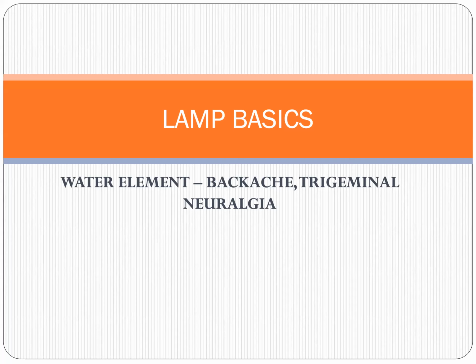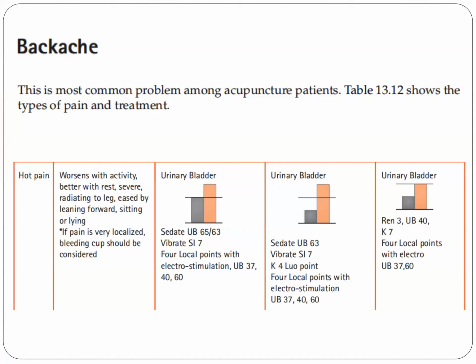First, we talk about the water element, where we discuss backache and trigeminal neuralgia. Backache is the most common problem among acupuncture patients. So we have a table that shows the types of pain and treatment.